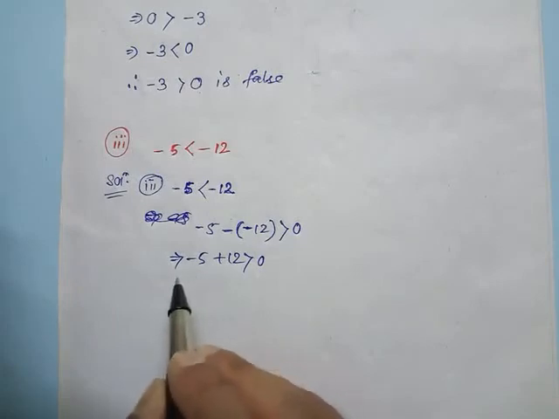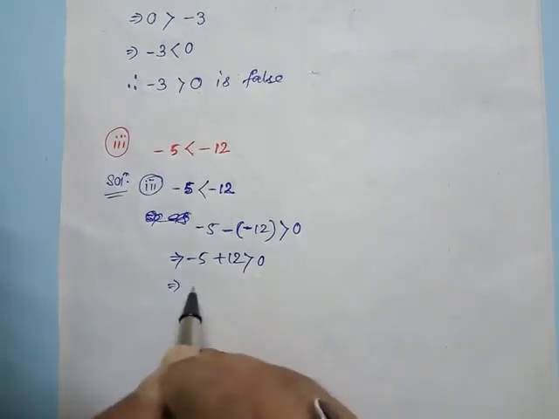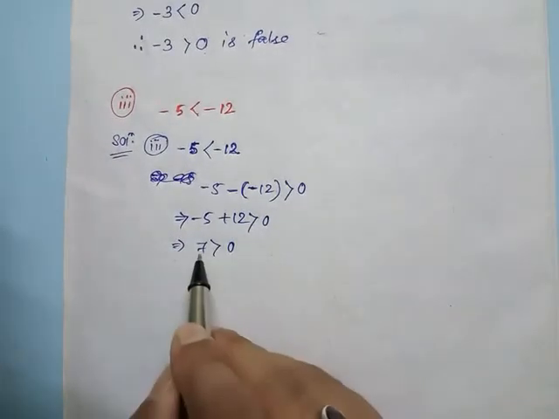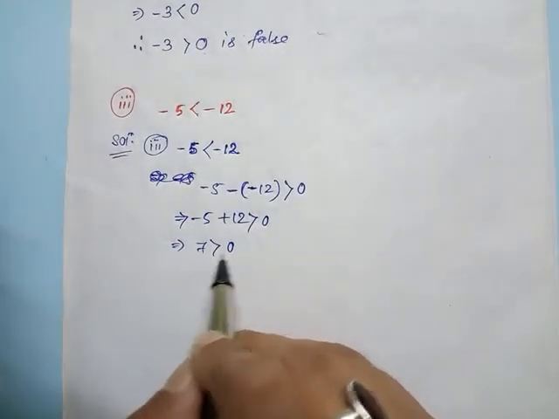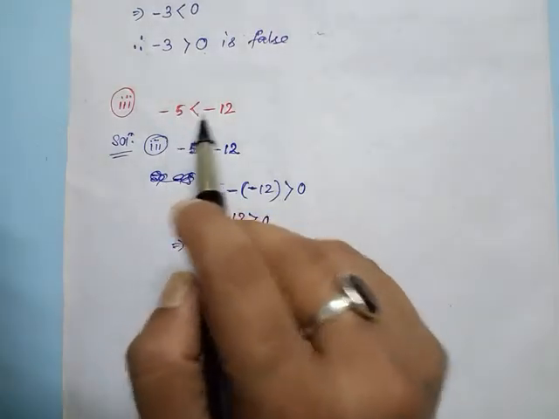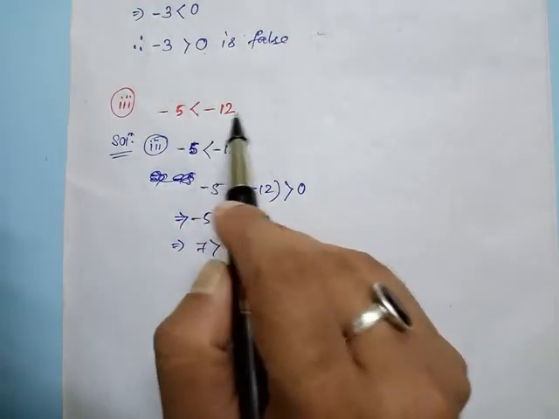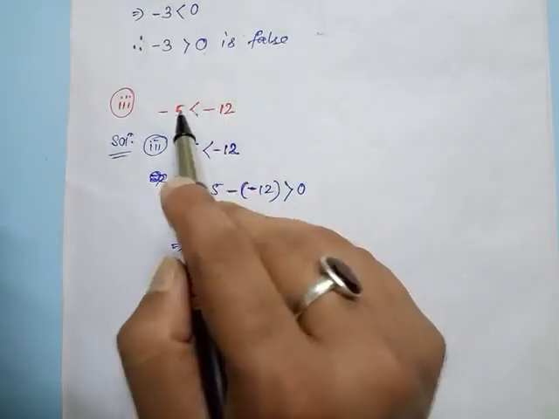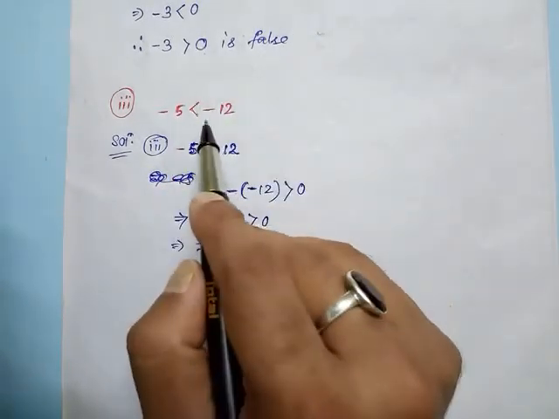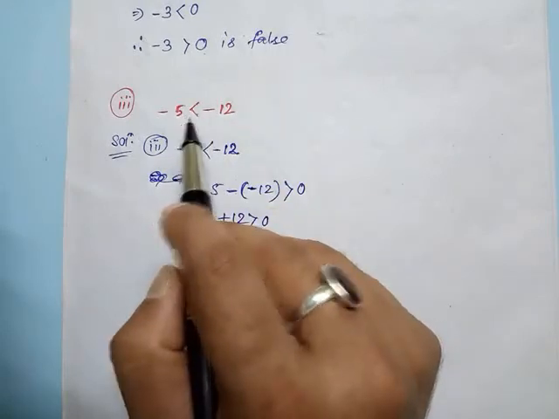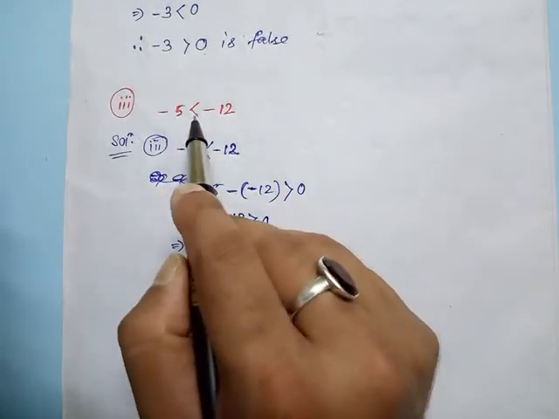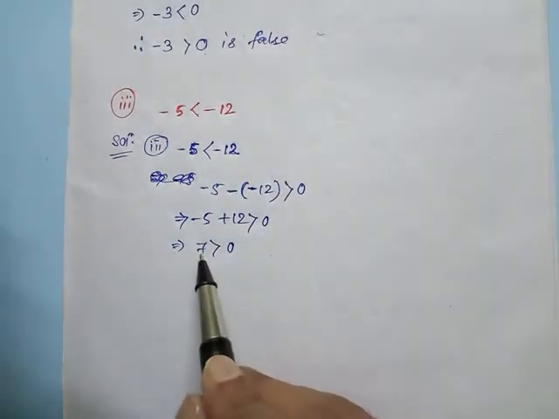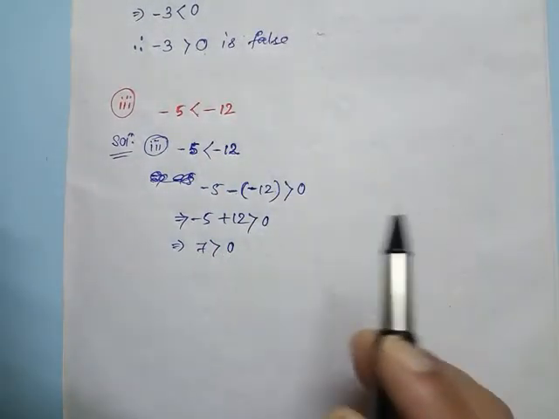So the next answer would be plus 7 bigger than 0. Now students, the next step is that we get plus 7 bigger than 0, and the given question is minus 5 less than minus 12. Now we have to check whether it is true or false. We know that minus 12 is less than minus 5, but here it is given wrong, and we have to check this one. Given minus 5 less than minus 12, which is wrong, but we have to check this one, and here we have got 7 bigger than 0.